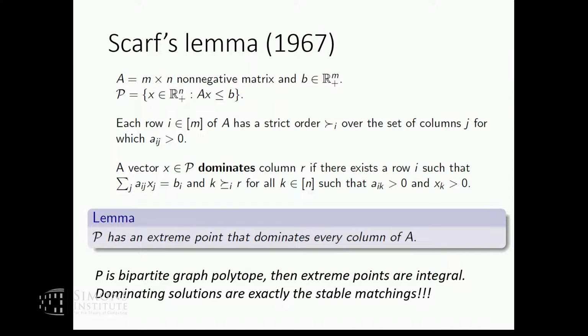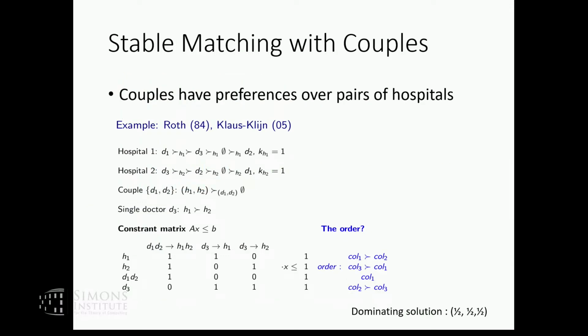And here, if we apply this, if P is a polytope of the bipartite graph, we know from Vijay's talk that it's an integer polytope, then all the extreme points are integer. And by this theorem, the integer extreme points correspond to a stable matching. Therefore, we have an alternative proof to show that there's a stable matching in a bipartite graph. Okay? So why is it good? Well, it is good because we can use the same concept to extend it to matching with couples.